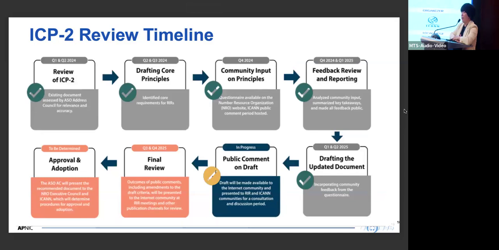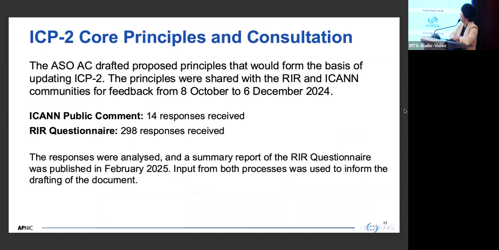Again, this is just a timeline of the process and where we are. We are currently in the open public consultation period, and that is why we are doing a lot of engagement regarding this topic. After the public comment, there will be a final review based on community feedback, and then an approval and adoption process with ICANN. Next slide. This is talking about that process that took place at the end of last year, where we looked at the core principles and we had the consultation. We received quite a good number of responses, both in the ICANN public comment as well as the RIRs' own questionnaire. Next slide.